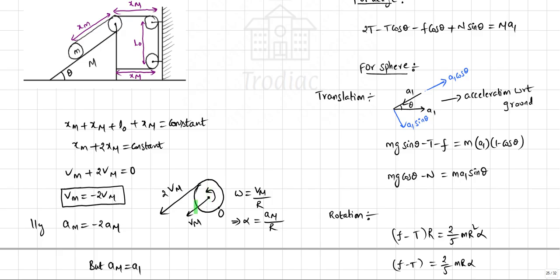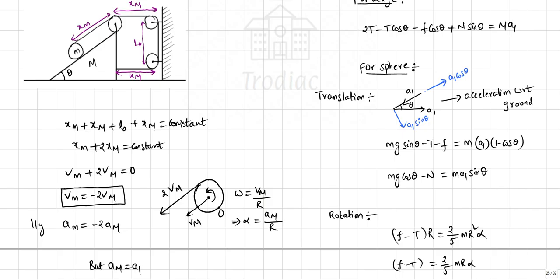So what will be the velocity of the center? V capital M. So that implies omega equals Vm by r. This body is rotating in the anti-clockwise direction with angular velocity omega. As this is a rigid body, we get omega equals Vm by r. Very simple. Now if we differentiate this with respect to time, we get alpha equal to A capital M by r, where A capital M is the acceleration of the wedge.